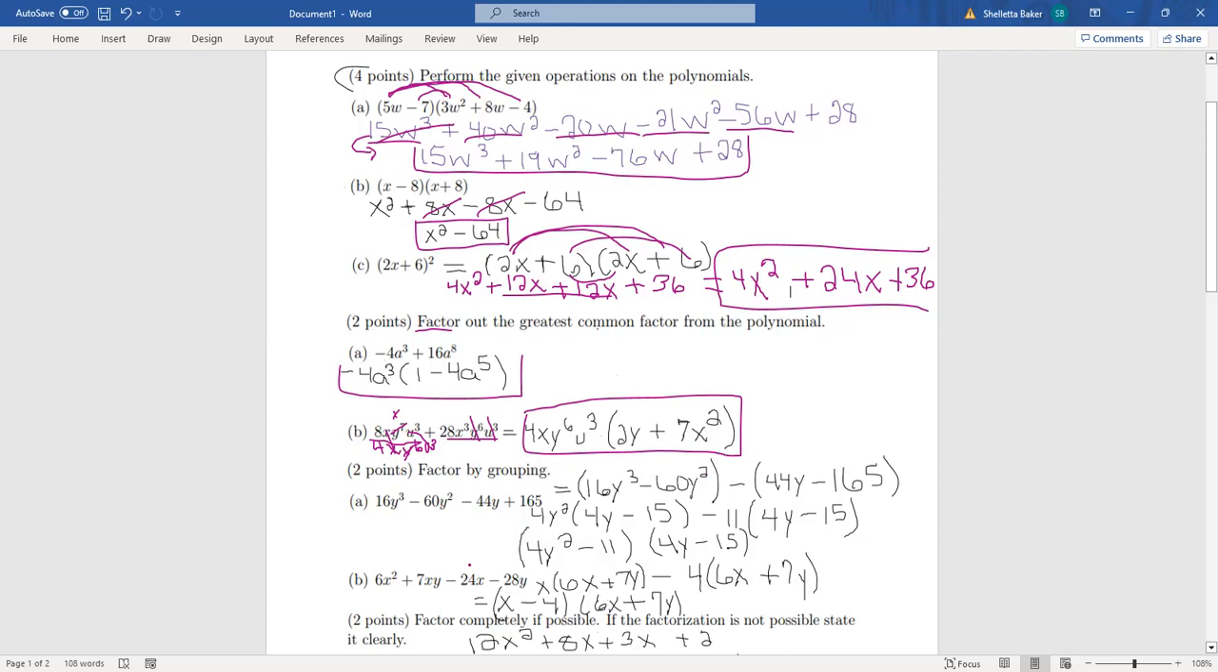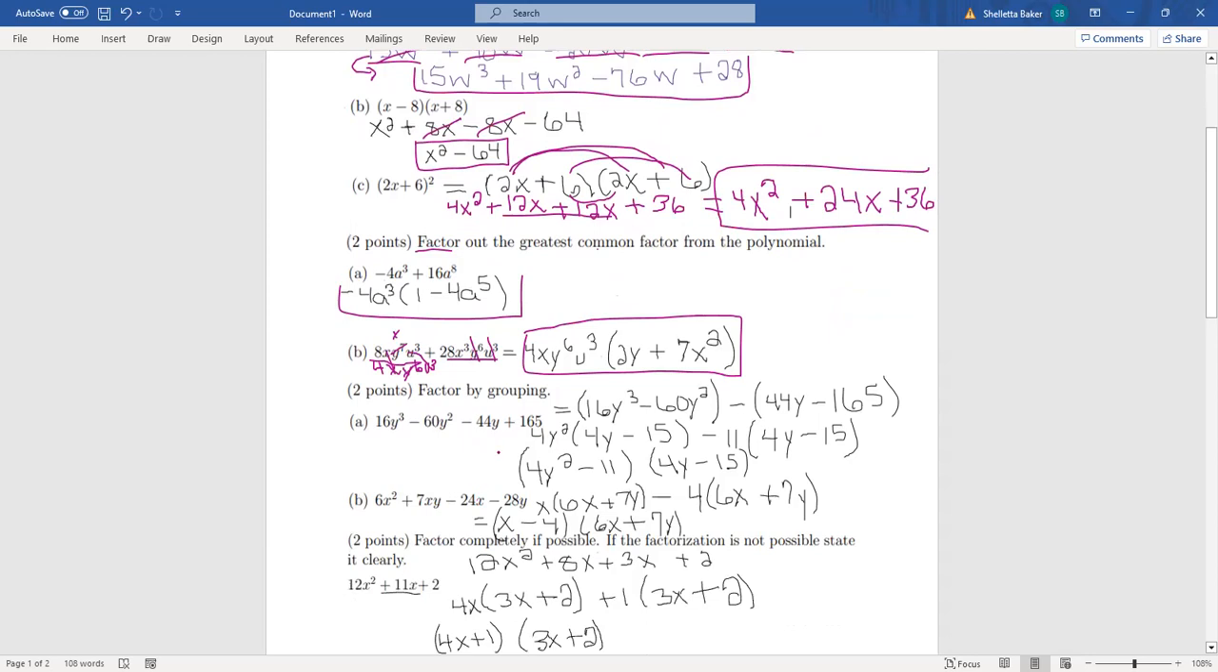And then here we want to factor by grouping. We have 16y to the third power minus 60y to the second power minus 44y. Remember, the first step is that you create two groups. So you're going to place the first two terms in parentheses and the last two terms in parentheses, and then find the GCF.